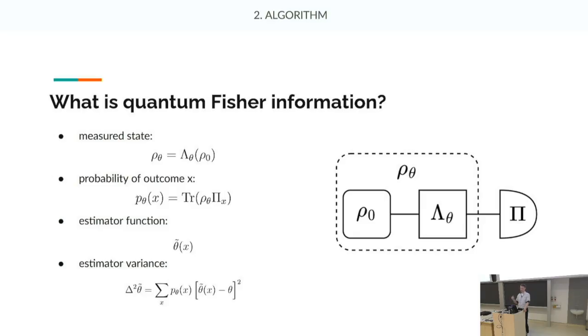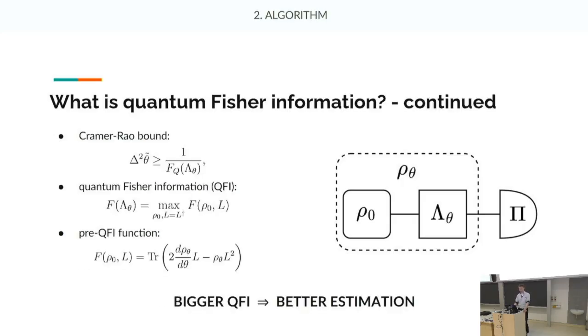So basically, we want to make it as small as possible and find optimal values of rho 0 and measurement to minimize this value. And by the Cramér-Rao bound, we know that this variance is bounded from below by the reciprocal of the quantity called quantum Fisher information. This quantity can be defined as a maximization of some function I call pre-QFI function.